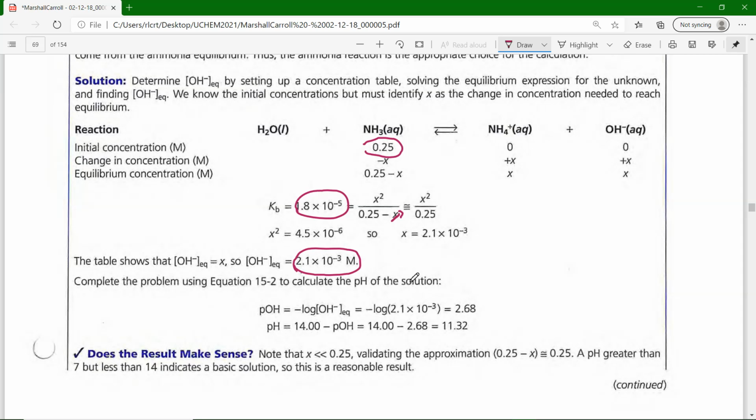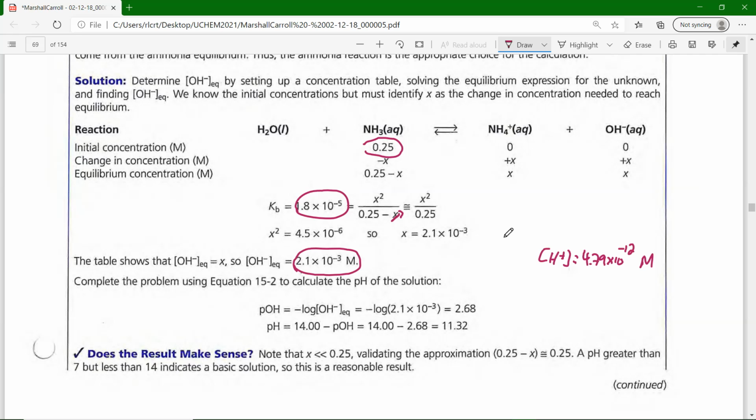which means the pOH is 2.68, and the pH is 14 minus that, which is 11.32. My H plus concentration will be 10 to the minus 11.32, which is 4.79 by 10 to the minus 12. So that's my H plus concentration.